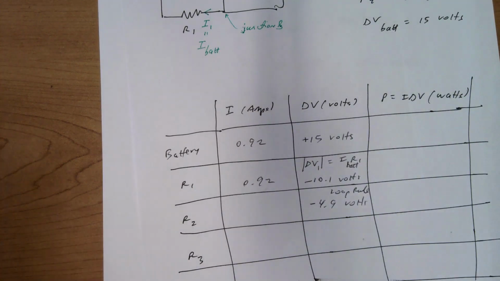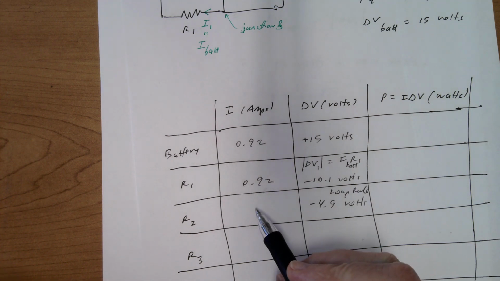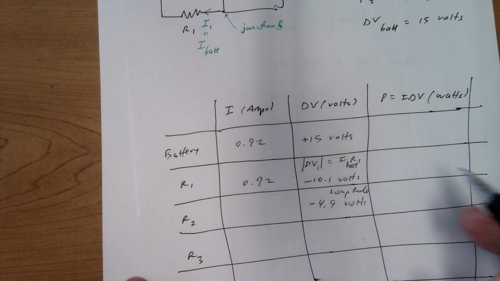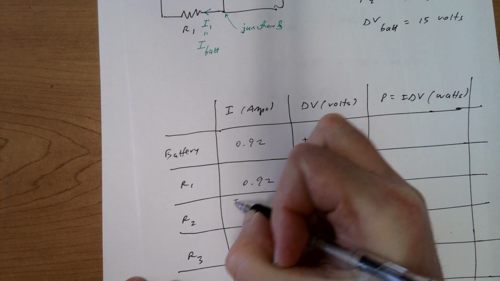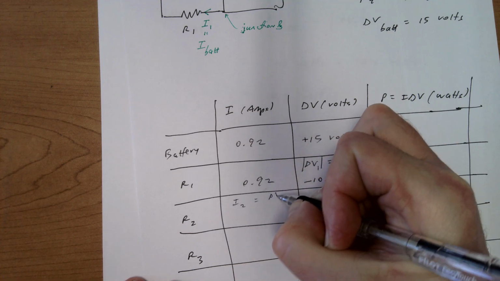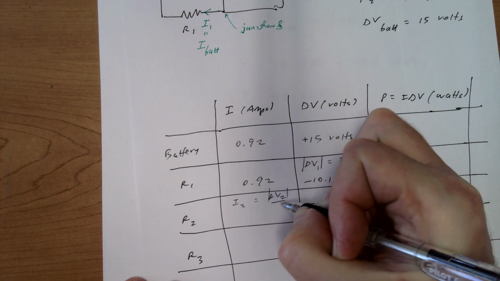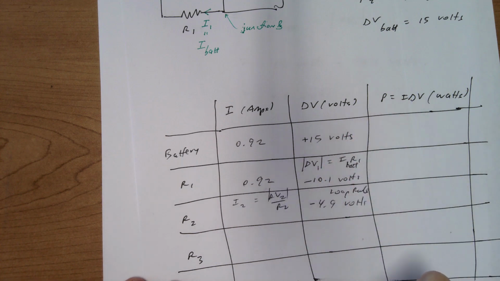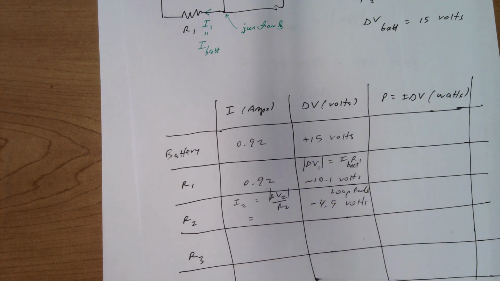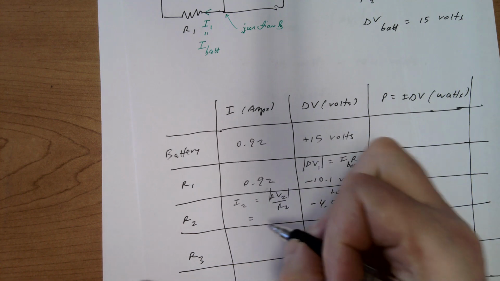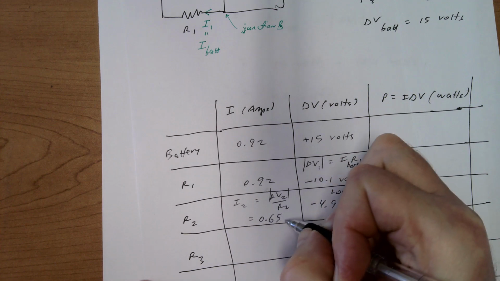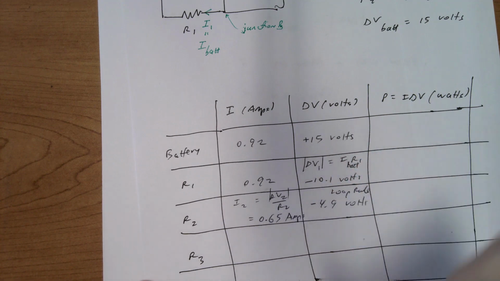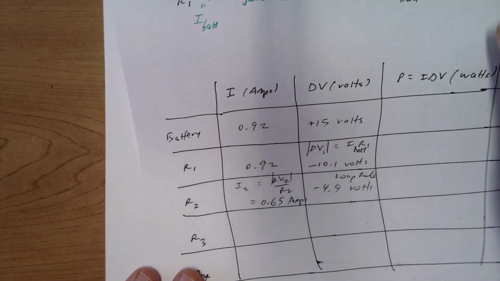What else can we now find? Well, if I look at Ohm's law, I could find the current of resistor 2. So I would just use I2 is delta V2, absolute value, over R2. And so that's easy. That comes out to be 0.65 amps. Okay, great.